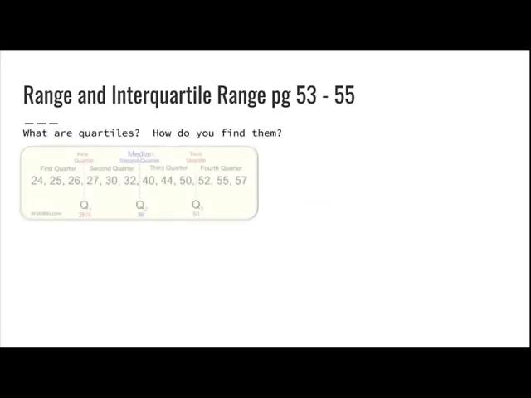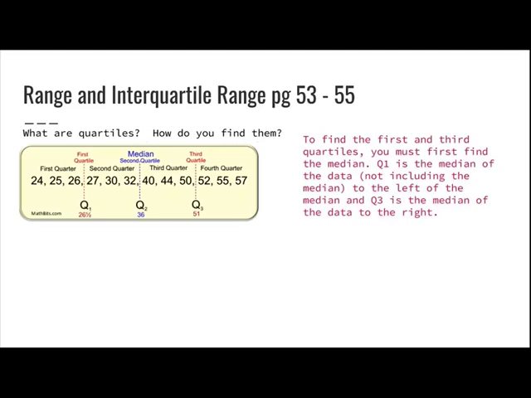What are quartiles? How do we find them? Here's an example. I have a set of data right here that is divided up into the first quartile, median, and third quartile. To find the first and third quartiles, you must first find the median. Quartile 1 is the median of the data to the left of the median, not including the median, and quartile 3 is the median of the data to the right.